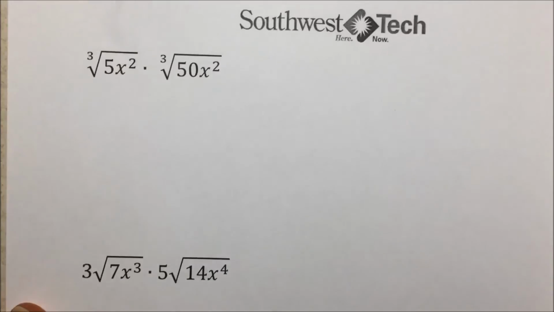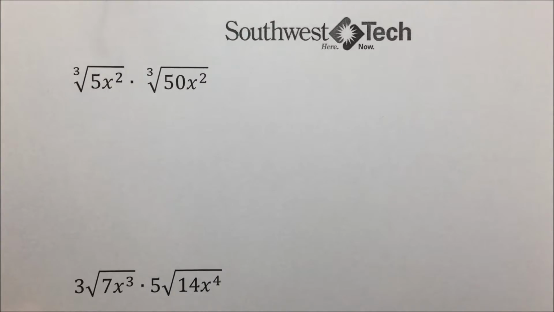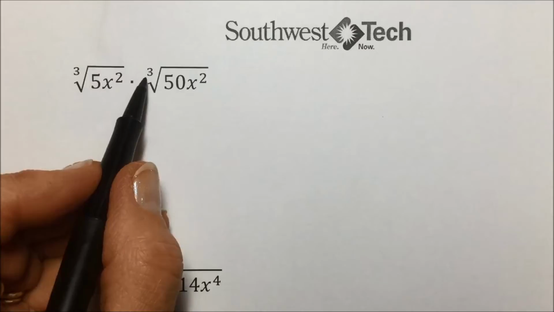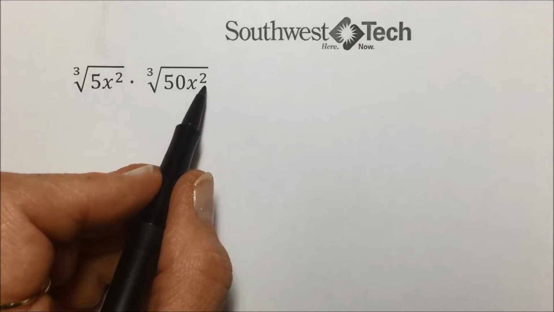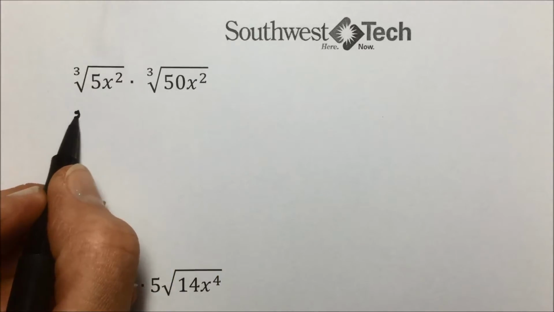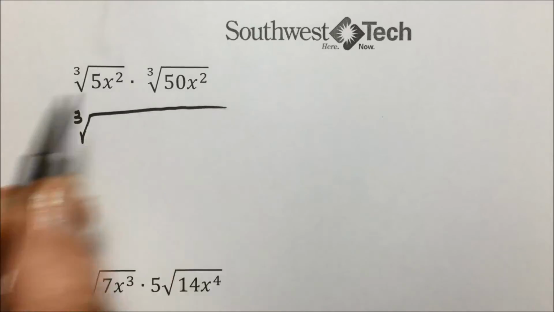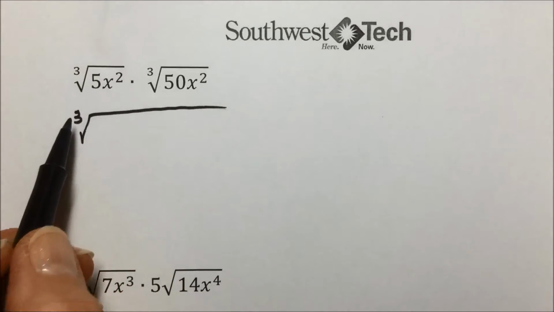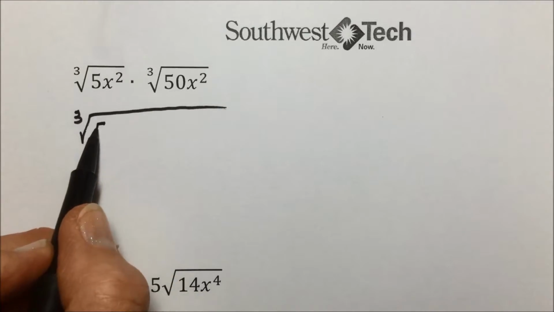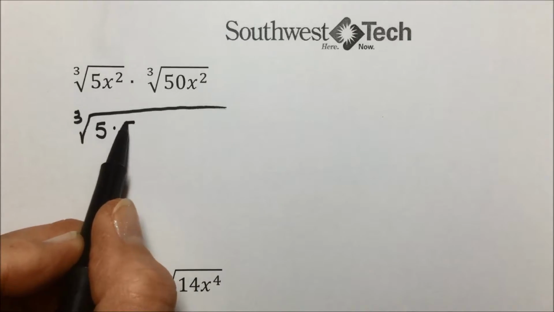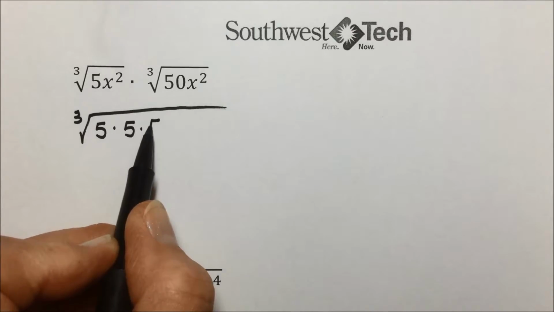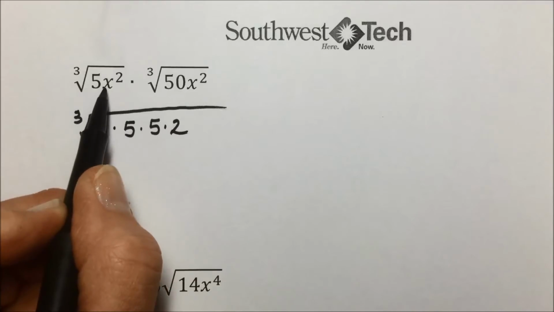Looking at a couple other examples, here we have the cube root of 5x to the second times the cube root of 50x to the second. Combining those and writing them in prime factorization helps us with the simplification. We have a 5. 50 is a 5 times 10, and 10 is a 5 times 2.